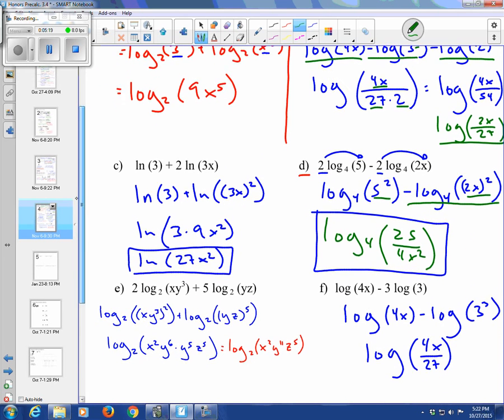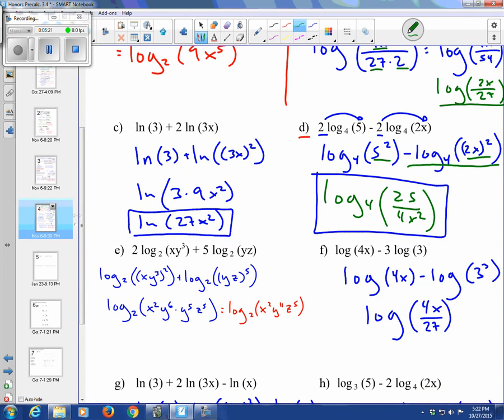Right here, looking at C, we've got the addition of two natural logs, right? First what we want to do is take that multiplication of 2 and bring it inside and make it an exponent of 2. Now that exponent of 2 is applied to everything that's inside that natural log. So we're actually squaring 3x, which is going to give us 9x squared. And then when we condense these two natural logs to one logarithm, we will be multiplying in the numerator since they're both positive, and we'll get the natural log of 27x squared.